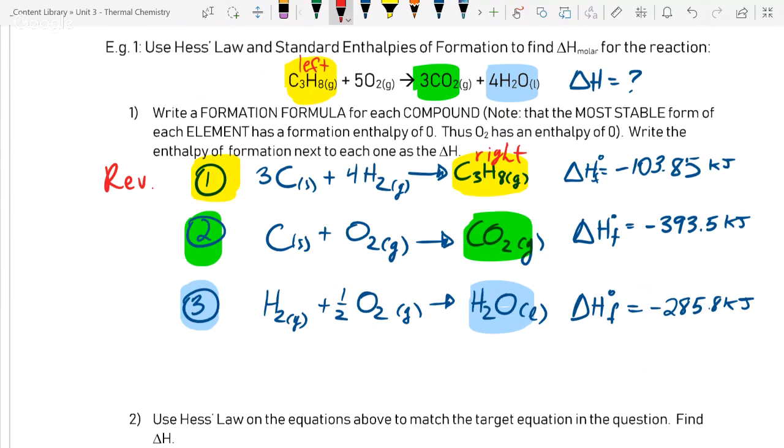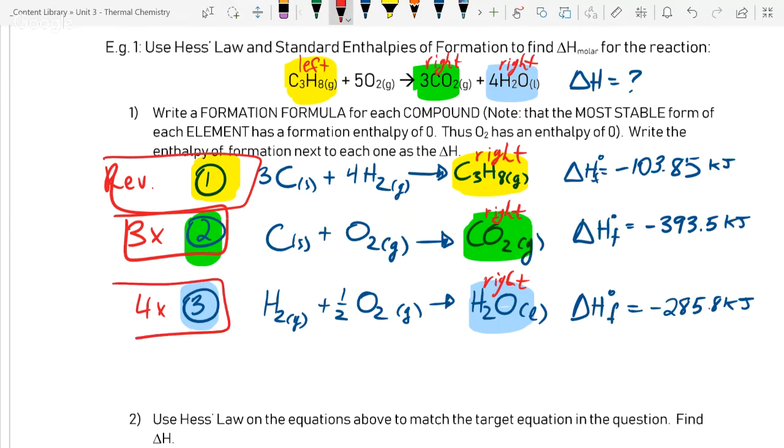Let's look at the second one. Here CO2 is on the right. Down here it's on the right too. So I don't need to reverse it. Am I good? No. What do I need to do? Very good. So we're going to do 3 times this reaction, right? Because I need 3 of them. All right. And then the last one. Here water is on the right. Down here water is on the right. Am I good? I need to do 4 times it. Good. Does that make sense?